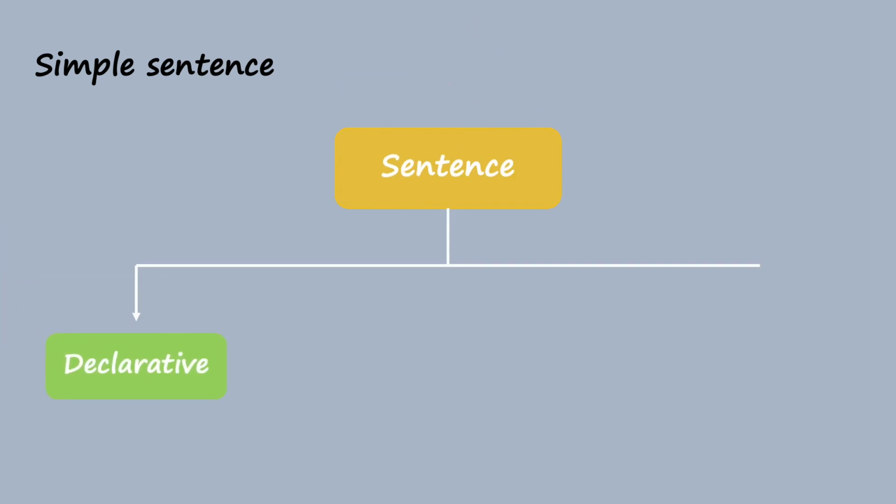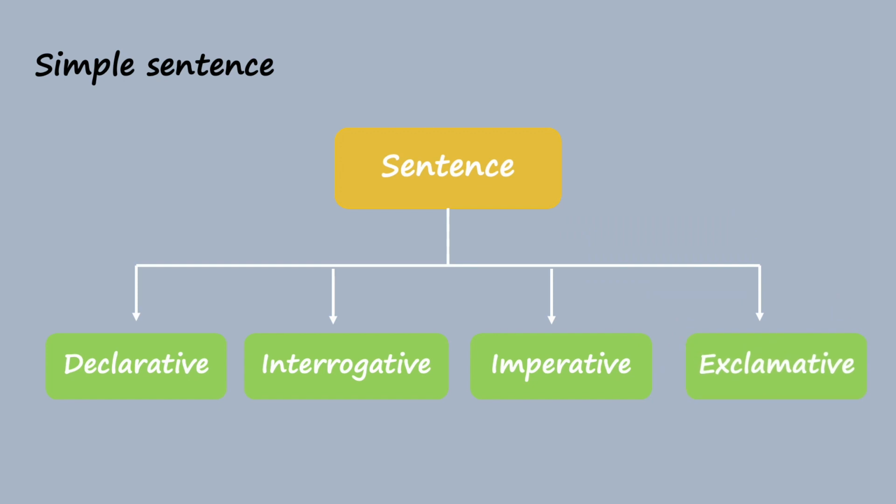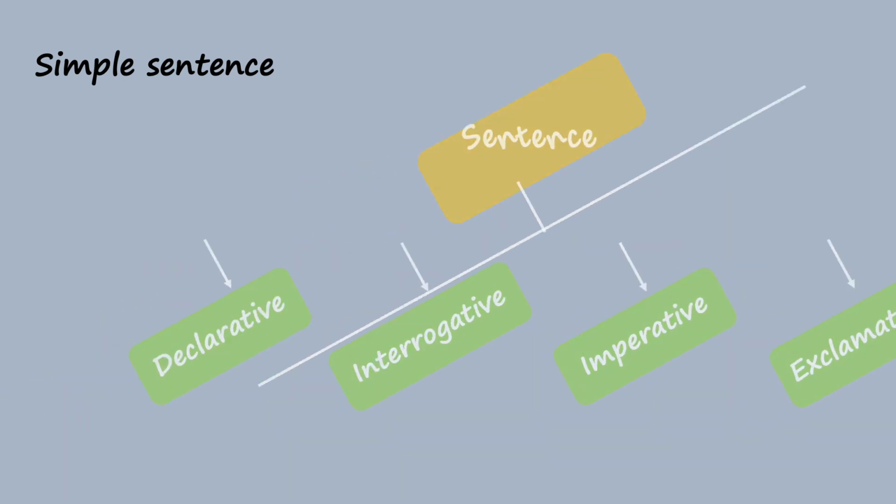Kazakh has 4 types of sentences: declarative sentence, making a statement; interrogative sentence, asking a question; imperative sentence, giving an order or command; and exclamative sentence, expressing strong emotion or surprise.